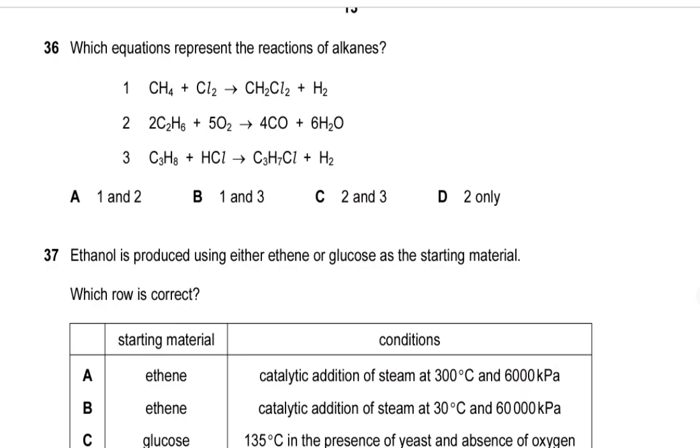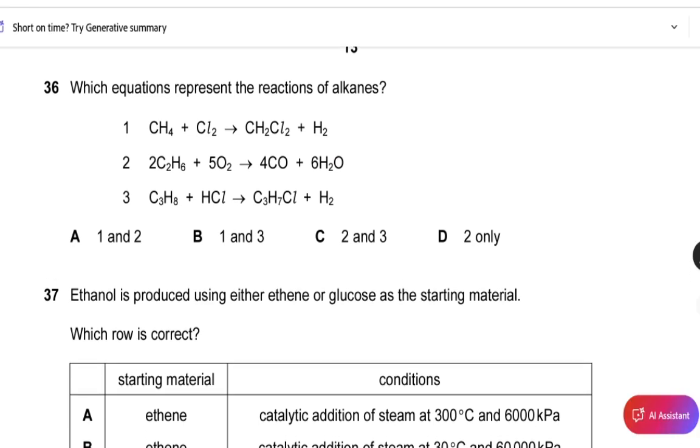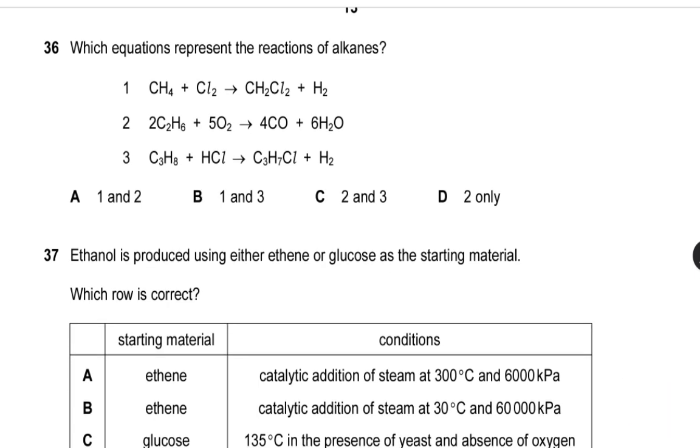Okay. Now come towards question number 36. Which equation represents the reaction of alkanes? CH4 and Cl2, no, wrong, where will the HCl be produced, not the H2. HCl is produced in the presence of sunlight. This reaction will take place. Combustion with O2 giving CO2 and H2O. Okay, correct. C3H8 and HCl giving CH3CH... again H2 is formed, wrong. So only 2 is correct.